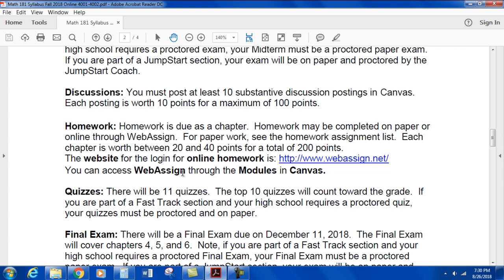The website for logging in to the homework is this, but I'm trying to set it up so you can access WebAssign through the modules in Canvas. I think I have it set up. We'll see tomorrow, or whenever you get into it, if I get it to work right. So that's been my plan, to make it so you can just get in there.